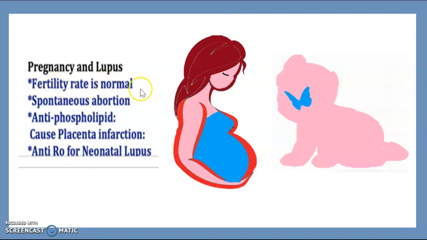What about lupus and pregnancy? The fertility rate is normal, but there are spontaneous abortions. Antiphospholipid antibodies cause placental infarction. Check the newborn for anti-Ro. It's the best way to diagnose lupus in the newborn.